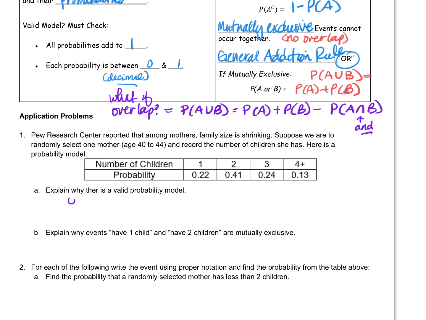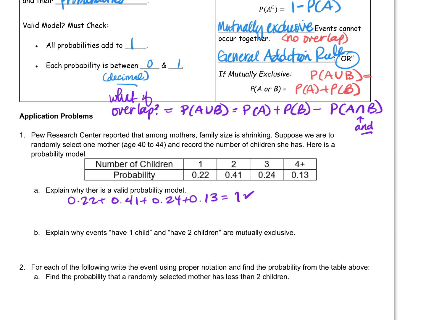So we put them in our calculator and we add them up. 0.22 plus 0.41 plus 0.24 plus 0.13. And they do. So this is how you show your work on that. You just put them together and show me that they add up to 1. That's the first criteria that has to be checked, all right?